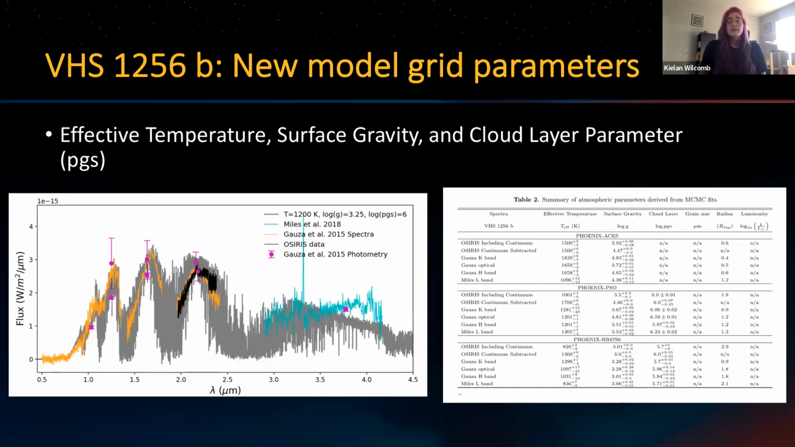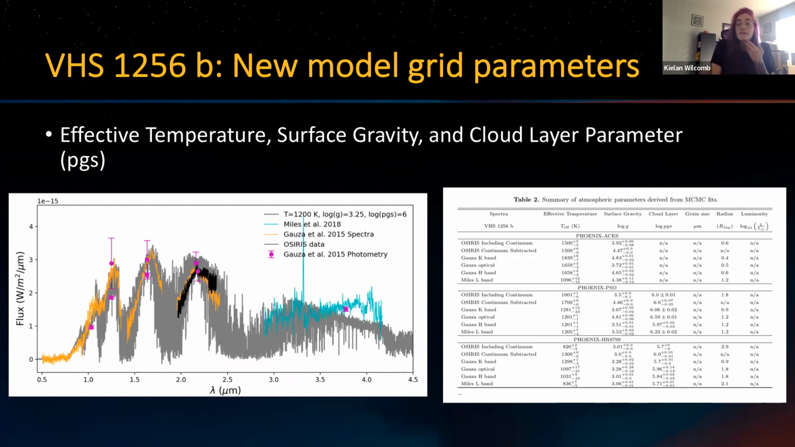VHS is a cooler object that is pretty red, so clouds are going to be more impactful when it comes to modeling the spectra. Instead of fitting for metallicity, we fit for a cloud parameter that defines a pressure value in the atmosphere where the particles decrease exponentially. Fitting for clouds at this temperature and wavelength range is notoriously difficult. Models that treat clouds like a haze tend to give a higher temperature and a smaller radius. When fitting the lower resolution data, such as Gauza and Miles, the fits were similar to what was in the literature, when using models that include the PGS cloud parameter.